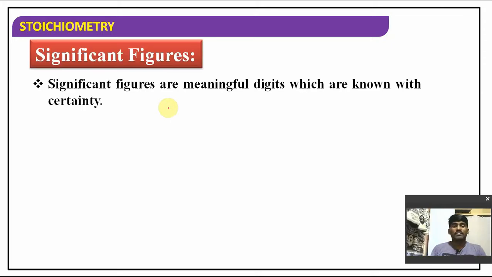They gave the definition here very clearly. Significant figures are meaningful digits which are known with certainty. Guys, when we are doing experiments, every experimental measurement has some amount of uncertainty. Definitely, because humans are handling it, so we can expect errors. So obviously every experimental measurement has some uncertainty, and in such cases we need to use significant figures.